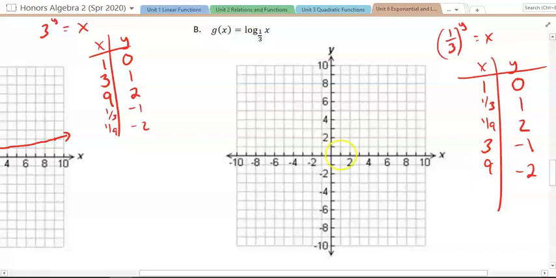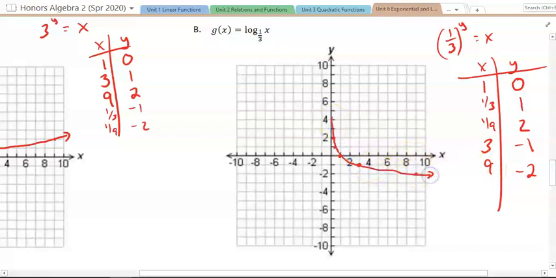So plotting these points, we have our 1, 0 again. When x is 1/3, the y is 1. When x is 1/9, the y is 2. And going the other way, when x is 3, we get y being -1. And when x is 9, the y is -2. And so we get this picture.